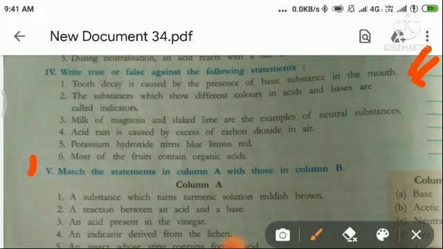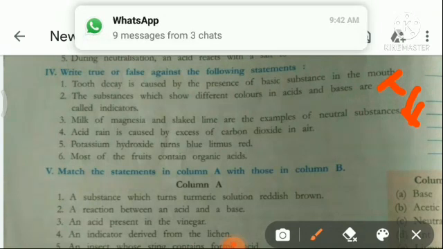Okay, the substances which show different colors in acids and bases are called indicators. So this we all know. This is true. Okay, so next you have to write the full words, false and true in words. Okay, milk of magnesia and slaked lime are examples of neutral substances. This is also completely false. Okay, because milk of magnesia and slaked lime are bases.